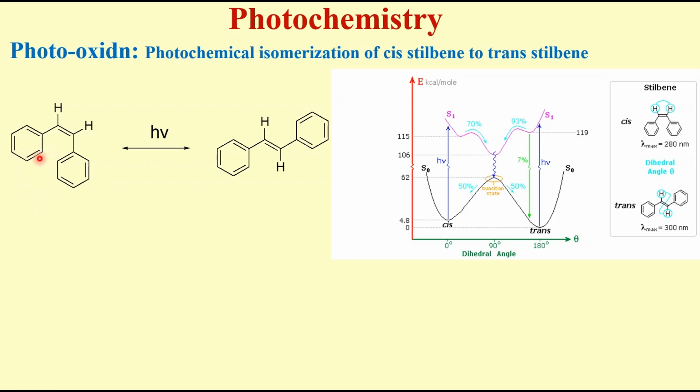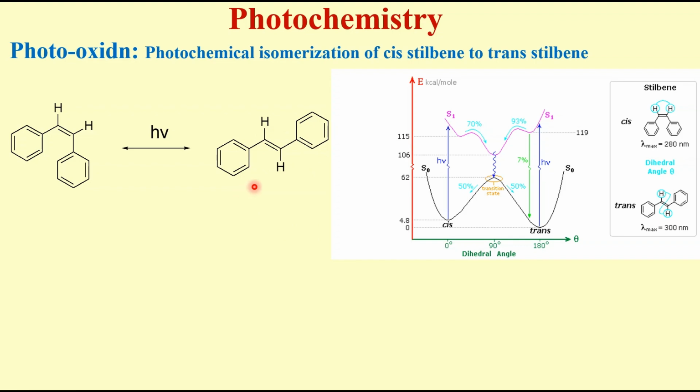As they are in the same plane, there is more interaction. As they are electron rich, they repel each other. That's why there is some amount of energy, that is 4.8 kilocalories per mole. How does this cis get converted into trans in the presence of light energy? The cis isomer absorbs the light energy in the form of photons of wavelength lambda max of 280 nanometer and gets transformed into trans isomer.